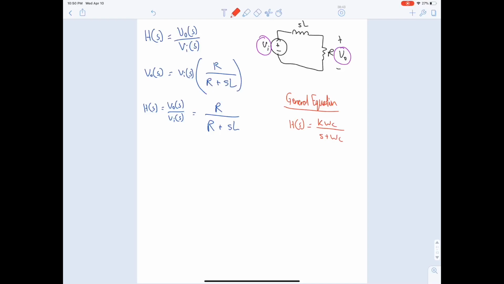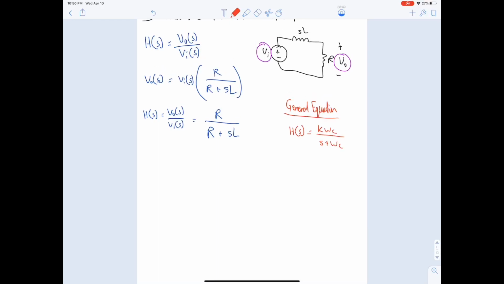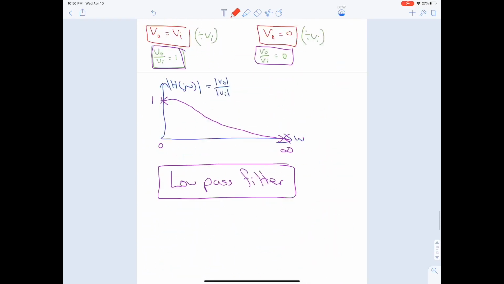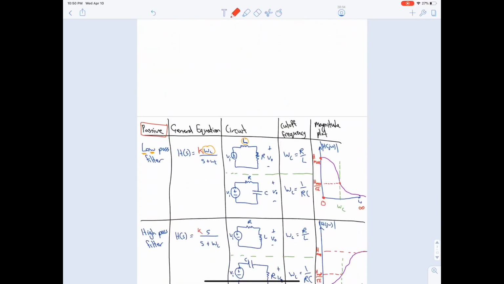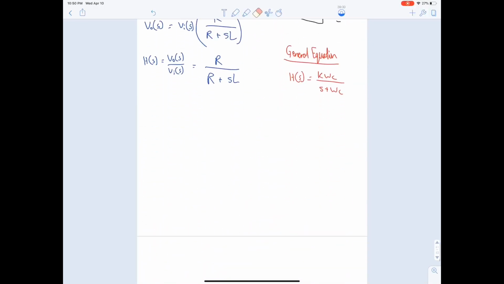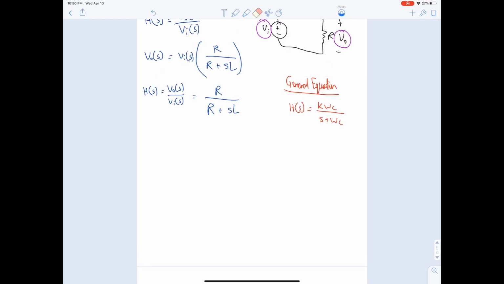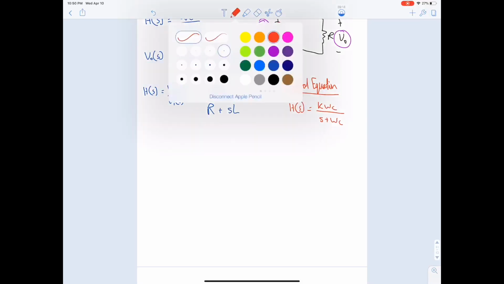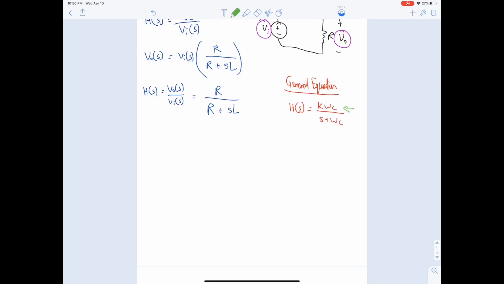Okay, so here, do we know what omega c is? Yes, we do know what omega c is, because this is an RL circuit. Omega c is R over L here. But let's assume that we forgot what omega c is. How do we convert this form into the same form as the general equation? We always focus on the s's. What do I mean by that? For example, here, do I have an s in the numerator? No, there's no s. So I'm doing fine so far.